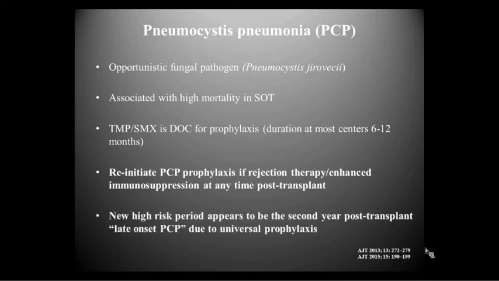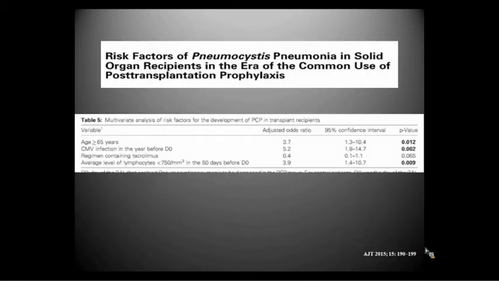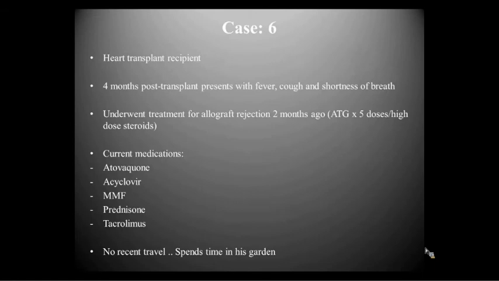Traditionally the first year is the highest risk period for PCP, but we've gotten so good at preventing it with Bactrim and with other agents that now the risk has been pushed out. So the second year post-transplant is where you see it the most. There's a lot of research going into identifying risk factors for PCP in the era where we do a lot of prophylaxis.